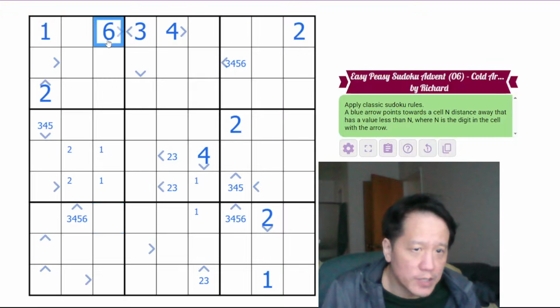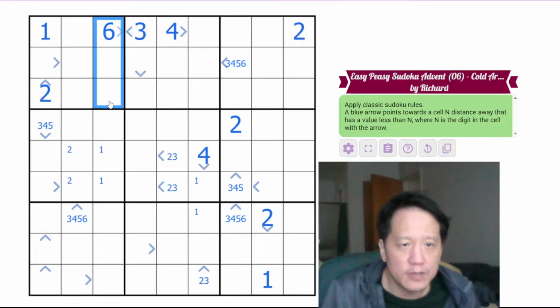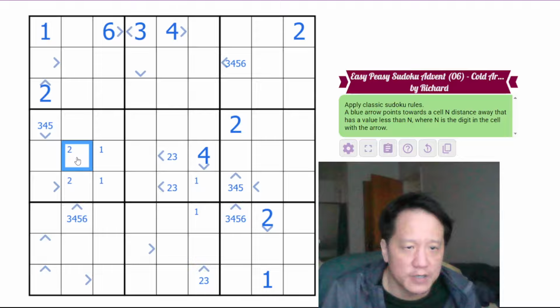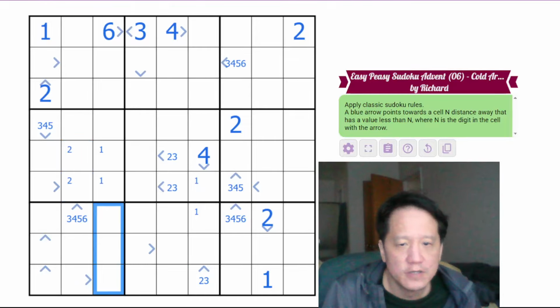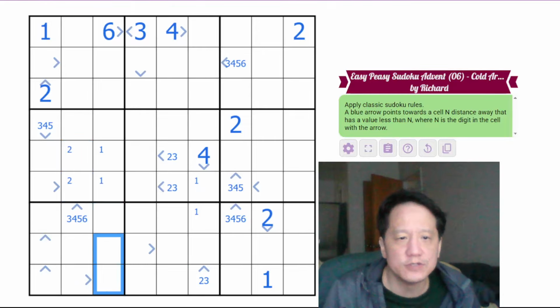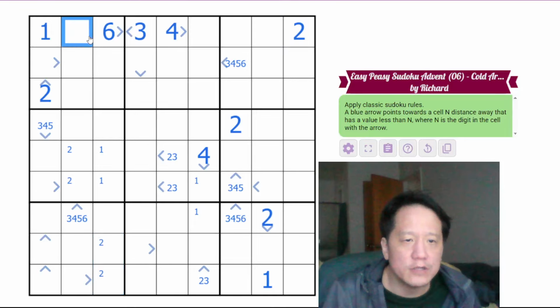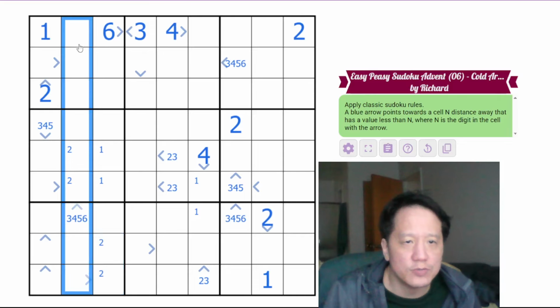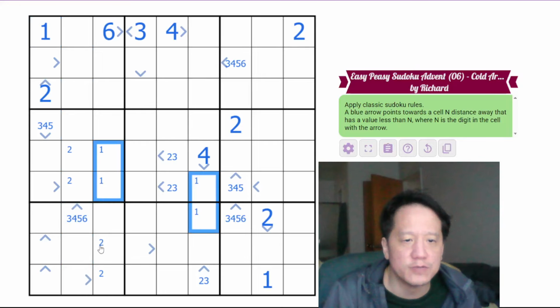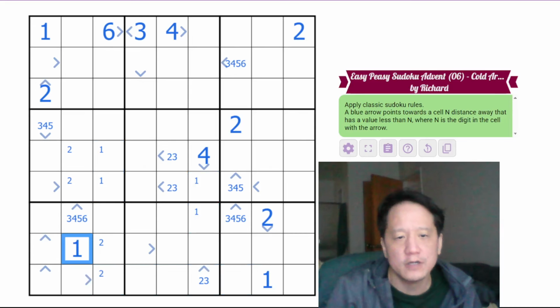Where is 2 in column 3? 2 can't be here because of 2 in the box. 2 can't be here because 2 has to be in this box in one of these 2 cells. So 2 has to be one of these 2 digits here. Where is 1 in column 2? Can't be here because of 1 in the box. Can't be here because one of these 2 digits must be a 1. Can't be here because of 1 in the row, so this must be 1 here.